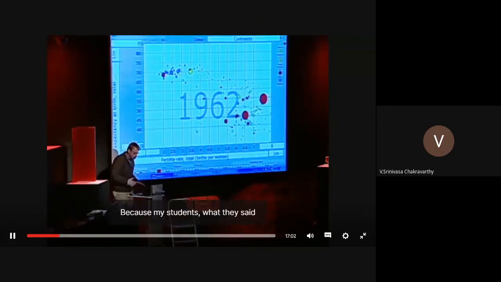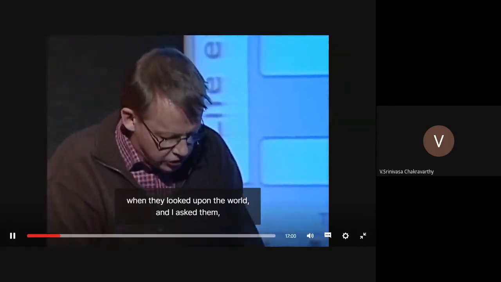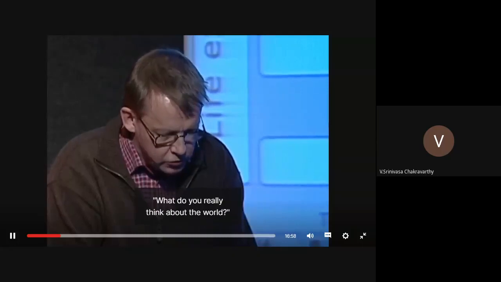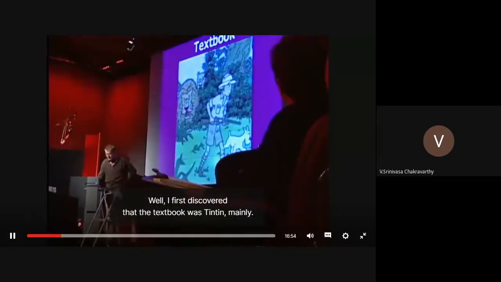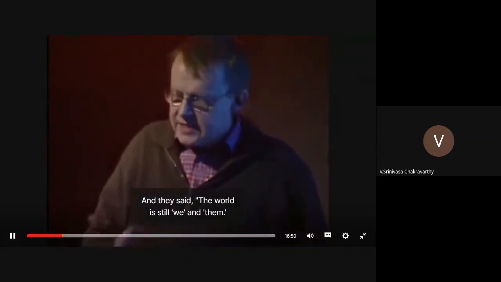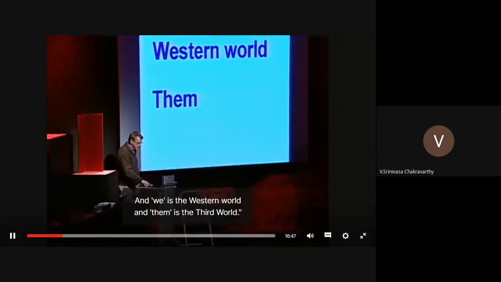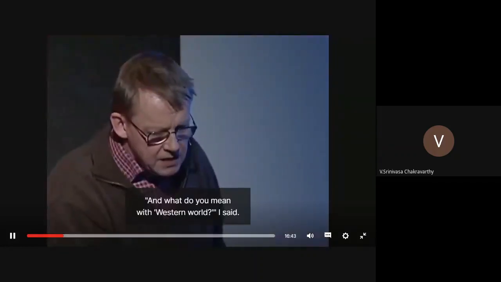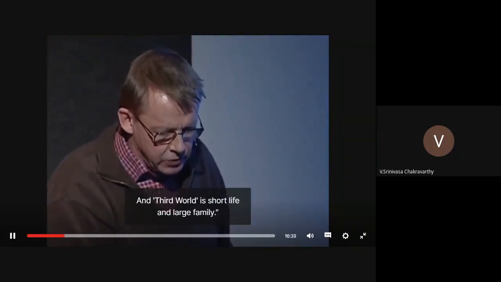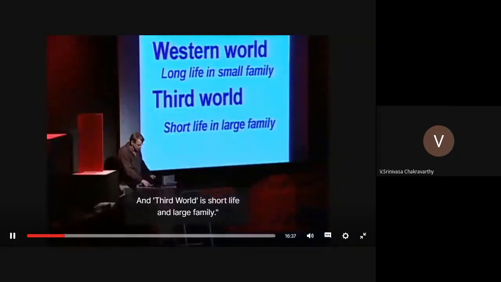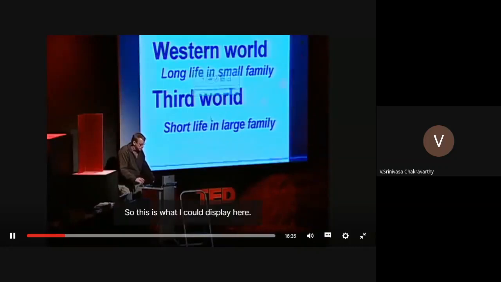Because my students, what they said when they looked upon the world, and I asked them, what do you really think about the world? Well, I first discovered that their textbook was Tintin mainly. And they said the world is still we and them. And we is Western world, and them is third world. And what do you mean with Western world? I said, well, that's long life in small family, and third world is short life in large family. So this is what I could display here.